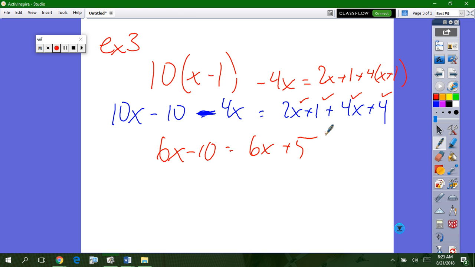Any questions going through it? Once again, please talk to me if so. Okay, this is something that's a little bit interesting. This is where somebody probably got stuck, hence why I kept going. I need to get them on the same side, don't I? Okay, so if I subtract the 6x, okay, they're gone.